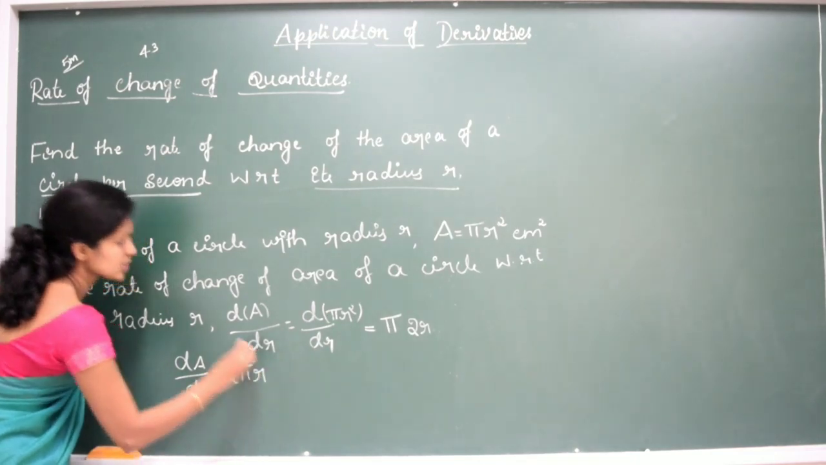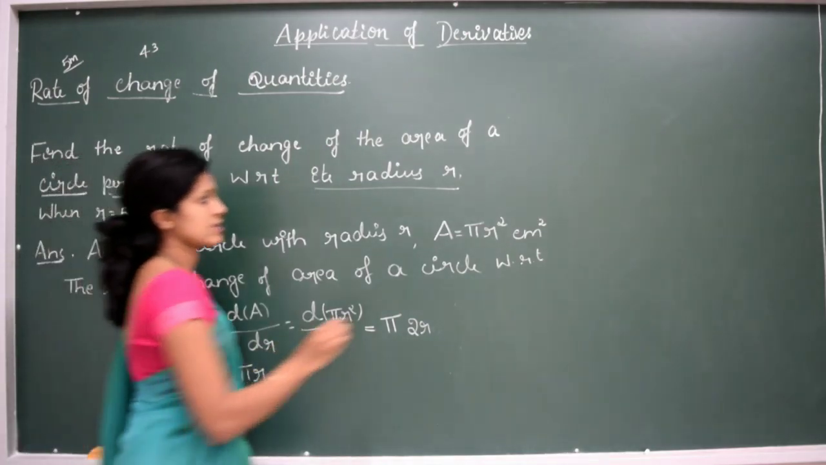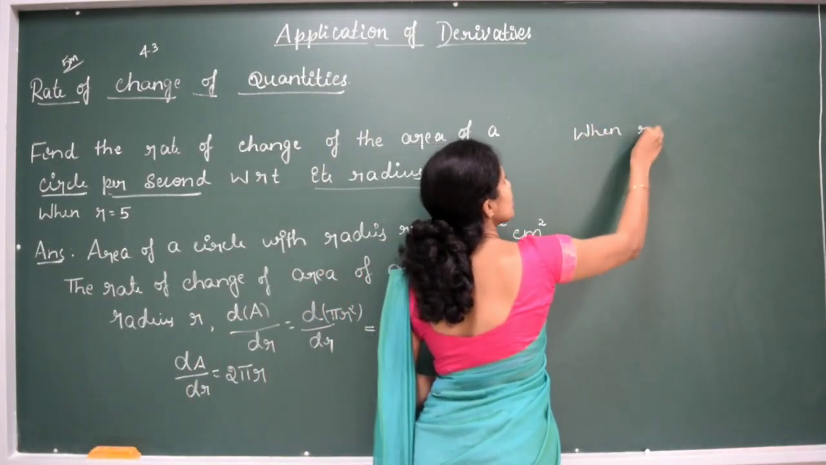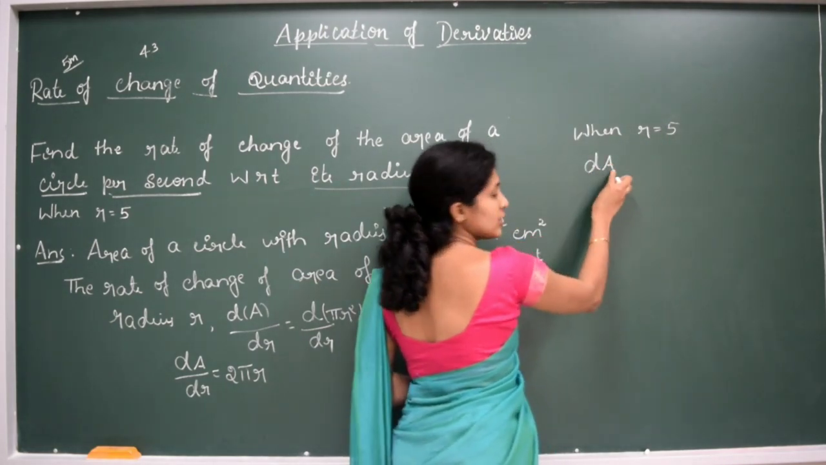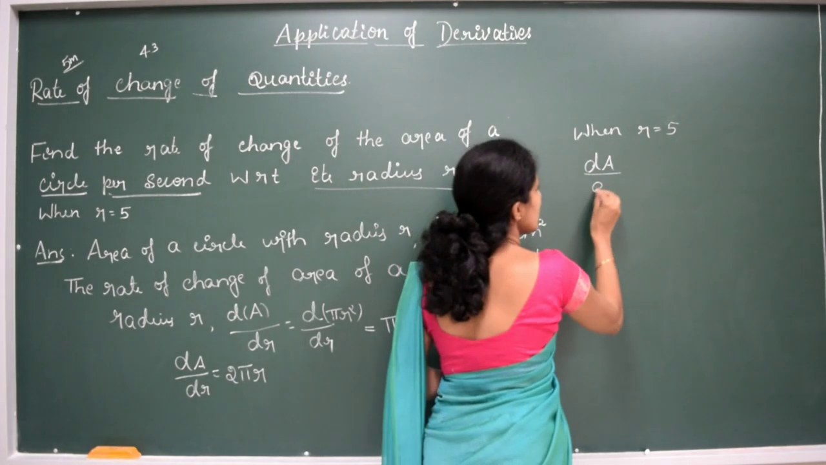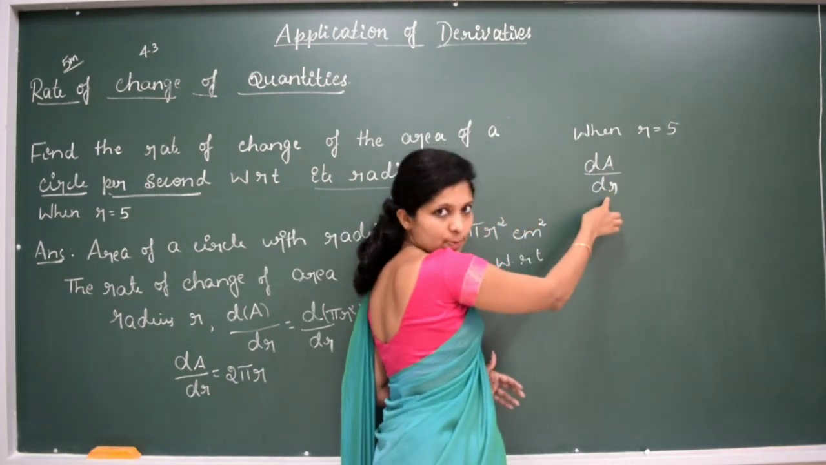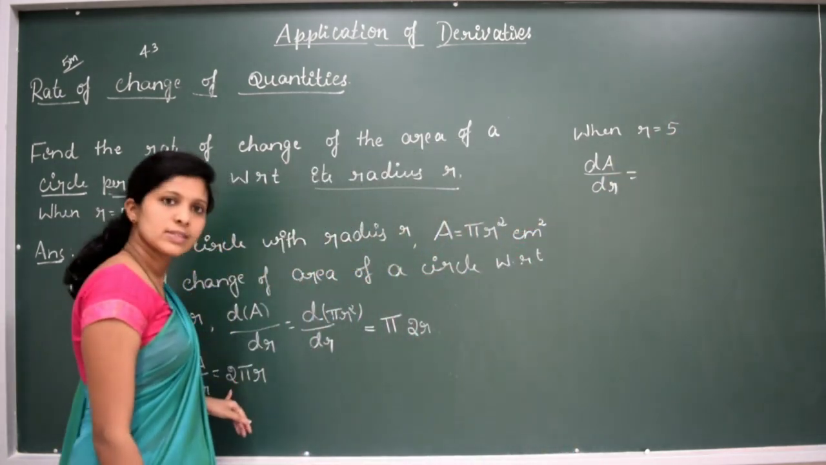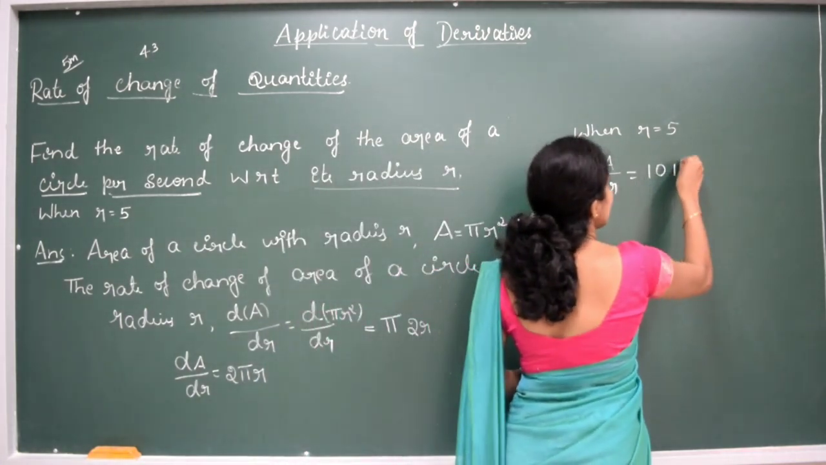Now one more condition is given. When the radius r is equal to 5, substitute r is equal to 5. What will be the value? The rate of change of area of a circle with respect to the radius r is given by, if I substitute r is equal to 5, 5 into 2 will be 10 pi. Is it clear? 10 pi.